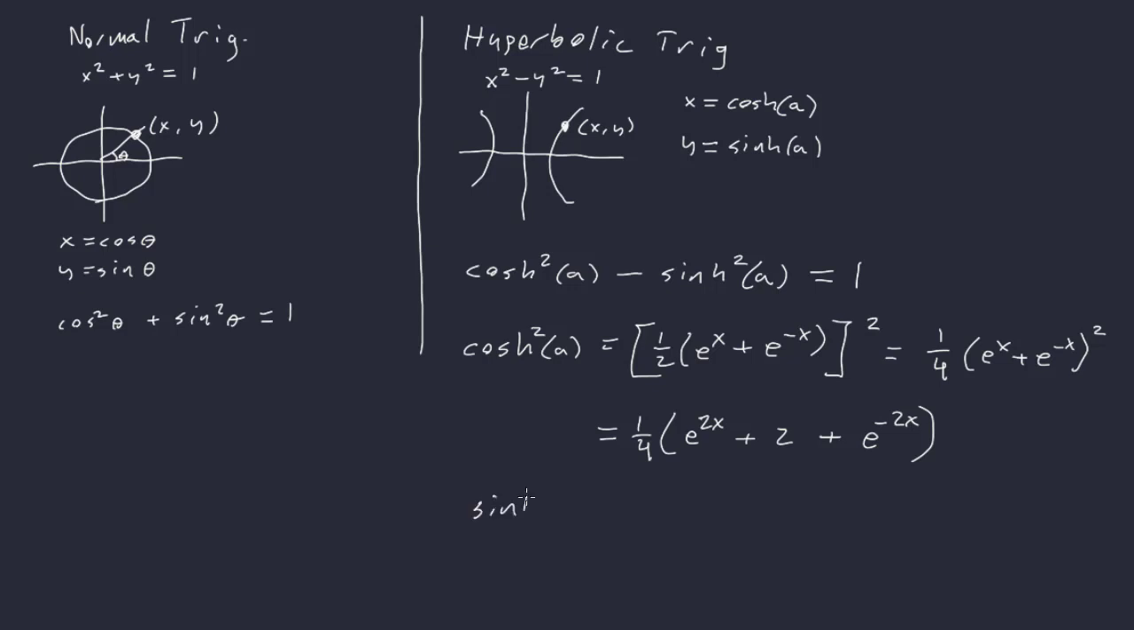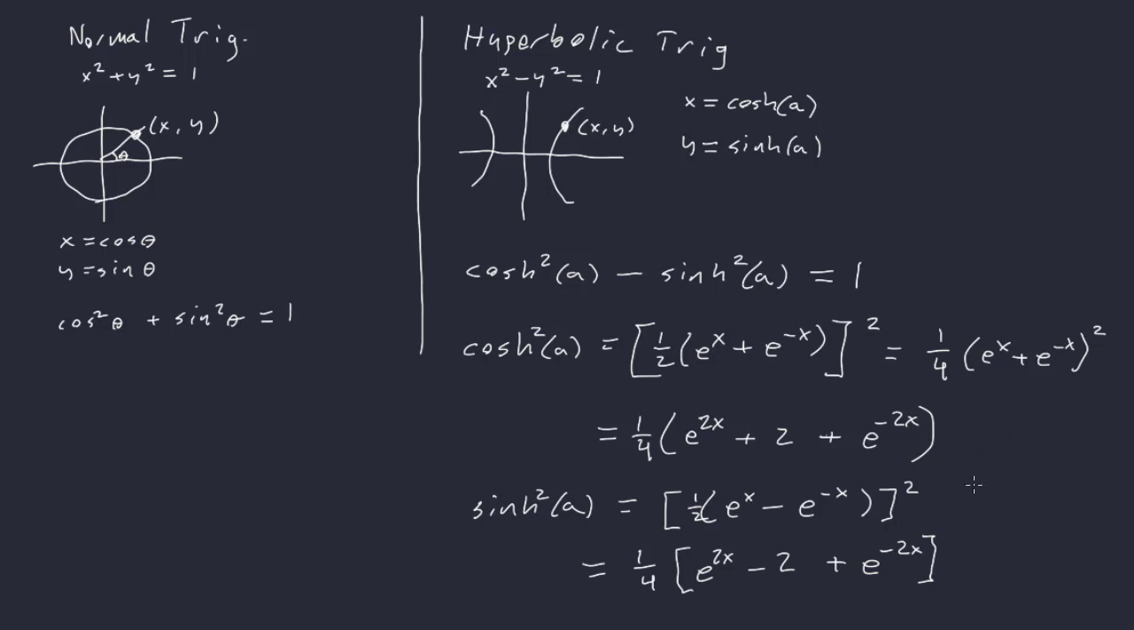Our sinh squared gives us something very similar, since it's basically the same thing except with a minus sign on the inside. So when we square the whole thing, we'll basically get the same exact thing except with a minus on the inside. So we'll get 1/4 times e to the 2x minus 2 plus e to the negative 2x. Okay, it'd be good algebra practice to see if you could get these.